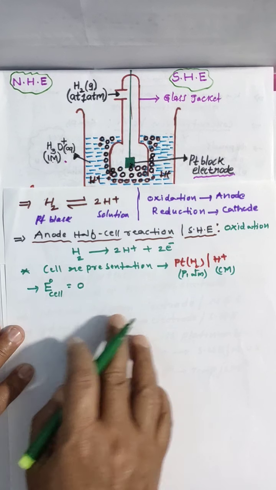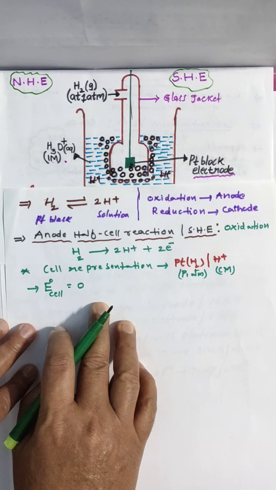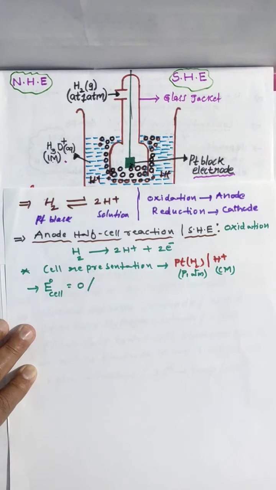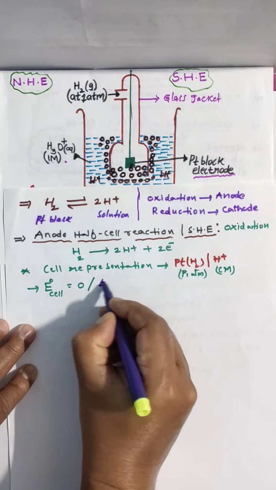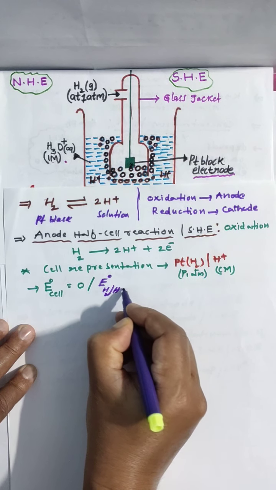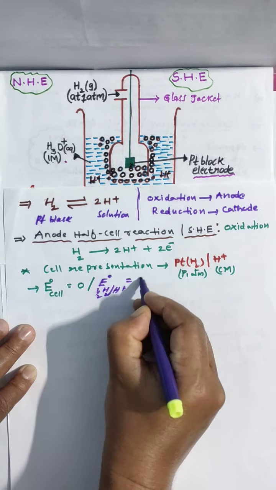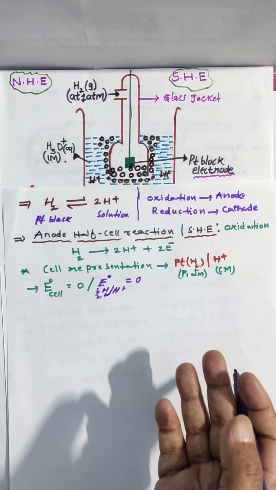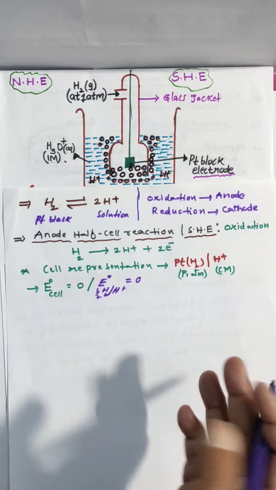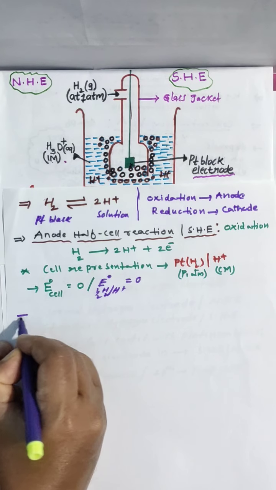Remember, the oxidative standard electrode potential of SHE is 0. Why? Because we discussed it already: the electrode potential of standard hydrogen electrode is 0. Or we can write it like this also: E naught of H2 bar H plus is always 0. Remember, SHE electrode potential, whether oxidative or reductive, both are 0 only. This will take place at the anode.